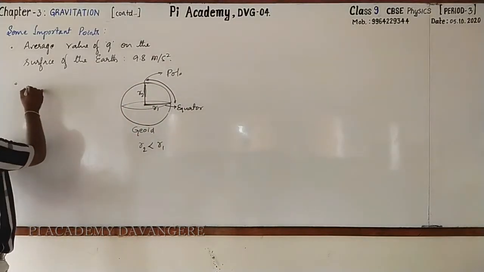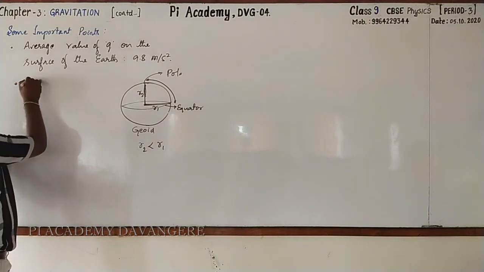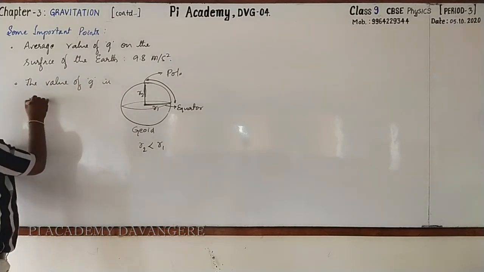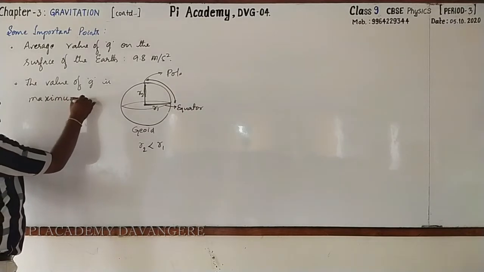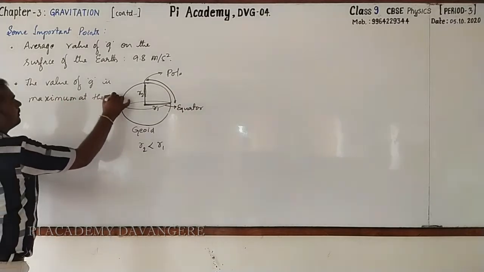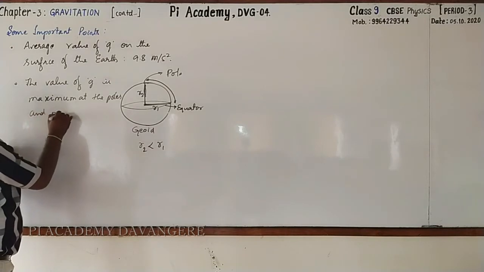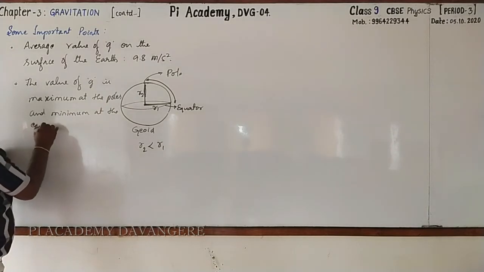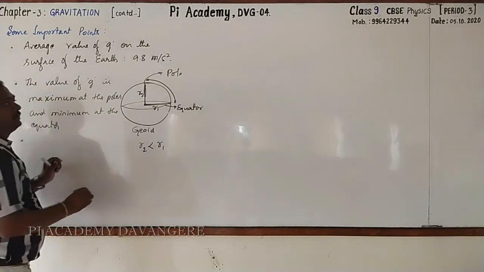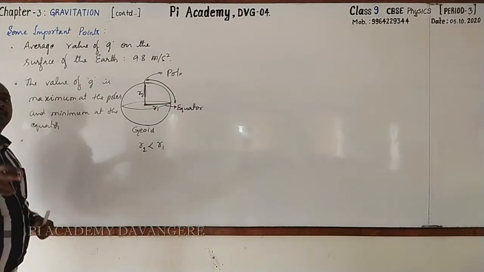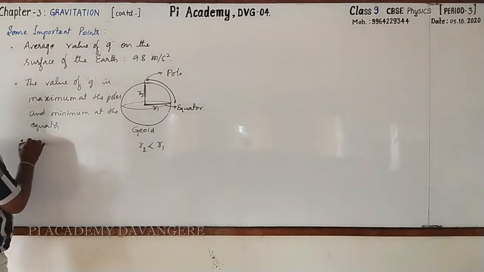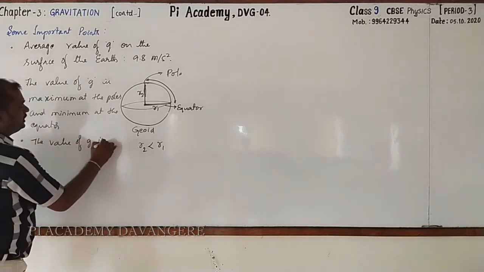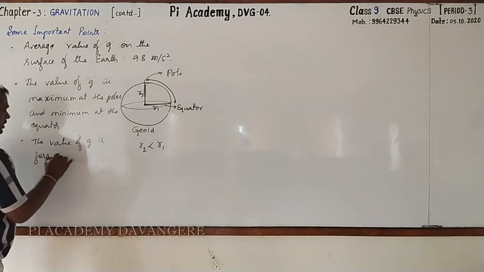Followed? So once I write here, the value of g is maximum at the poles and minimum at the equator. Followed? Next, one more point. What is the value of g at the center of the earth? It is 0. Do remember that. The value of g is 0 at the center of the earth.